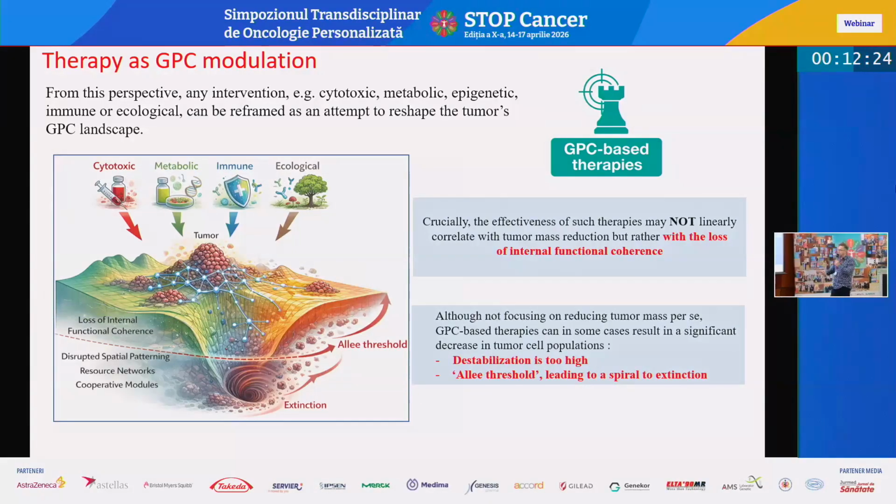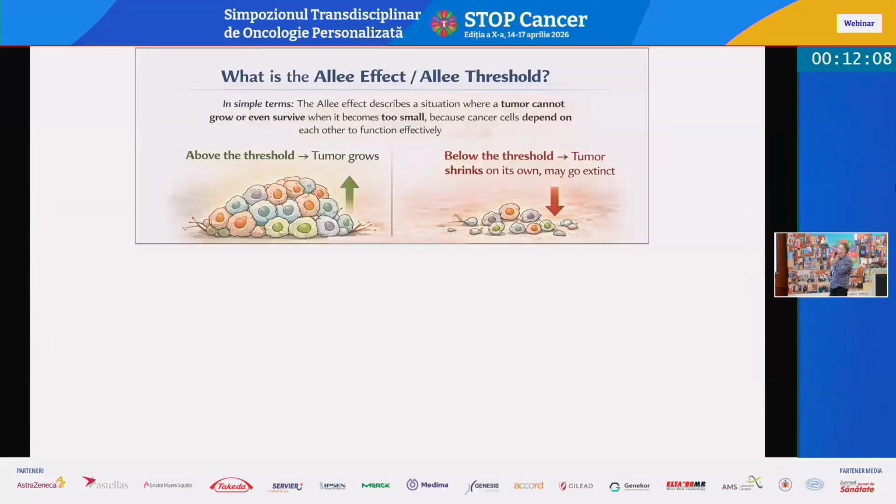Even if the first objective is not the eradication of the tumor, this can be, of course, an outcome for sure, especially if the destabilization is very high, and also if there is some Allee threshold, Allee effect. So I'm not sure that everybody knows what Allee effects are. So in simple terms, and applied to tumor, the Allee effect describes a situation where a tumor cannot grow or even survive when it becomes too small, because cancer cells depend on each other to function effectively. So if you are above the threshold, the tumor is likely to grow, but if you are below the threshold, the tumor is likely to go extinct.